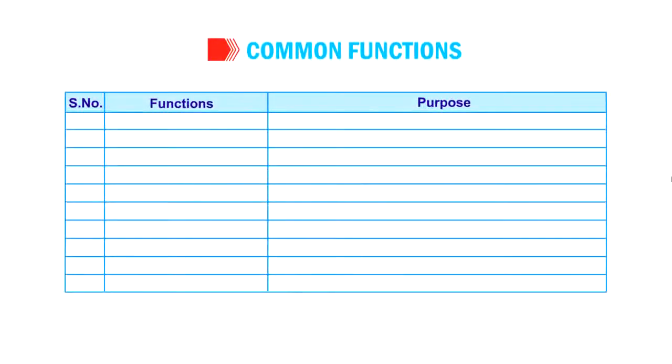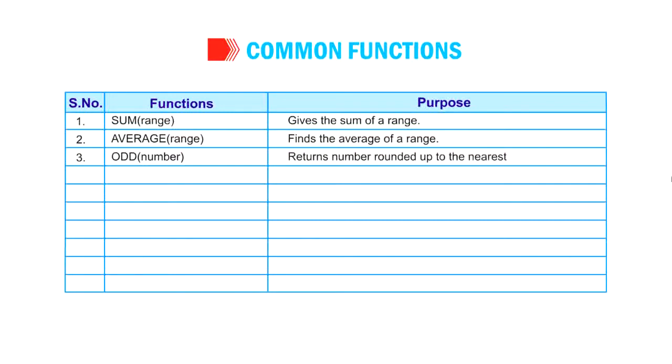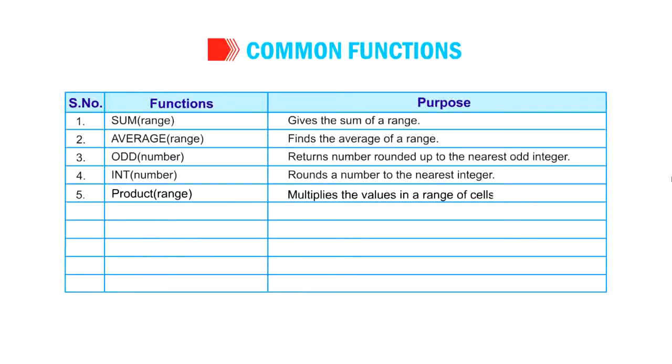Functions and purpose. Number 1, SUM, range: gives the sum of a range. Number 2, AVERAGE, range: finds the average of a range. Number 3, ODD, number: returns the number rounded up to the nearest odd integer. Number 4, INT, number: rounds a number down to the nearest integer. Number 5, PRODUCT, range: multiplies the values in a range of cells.